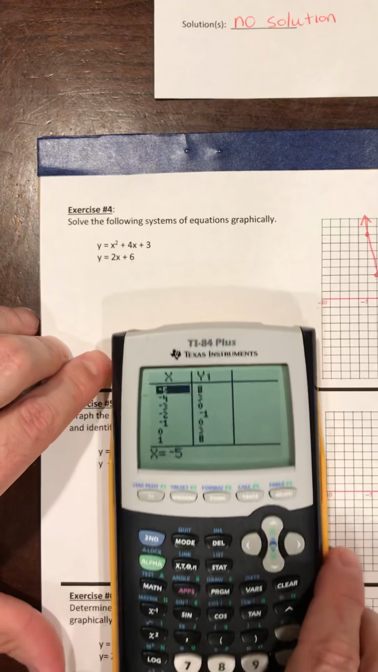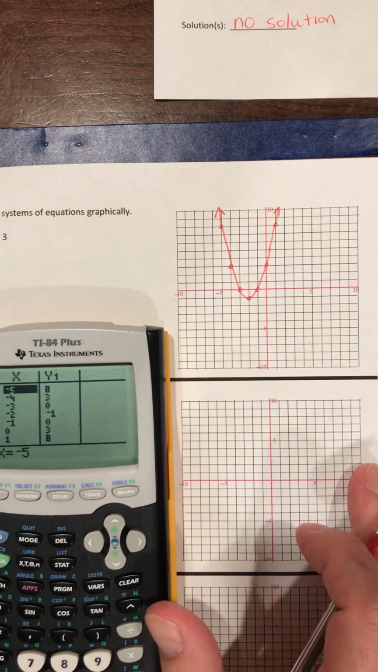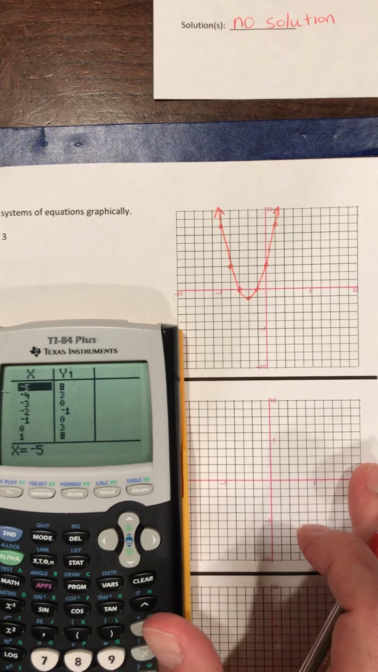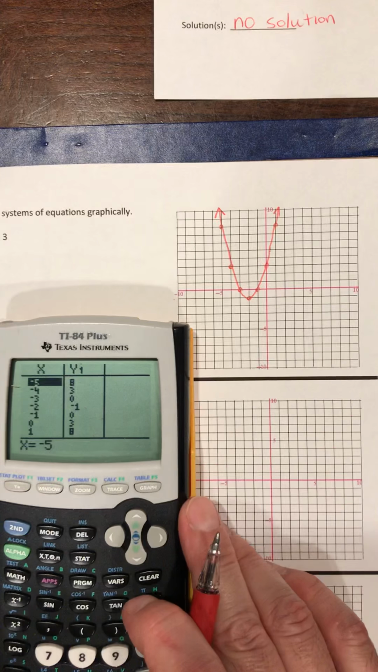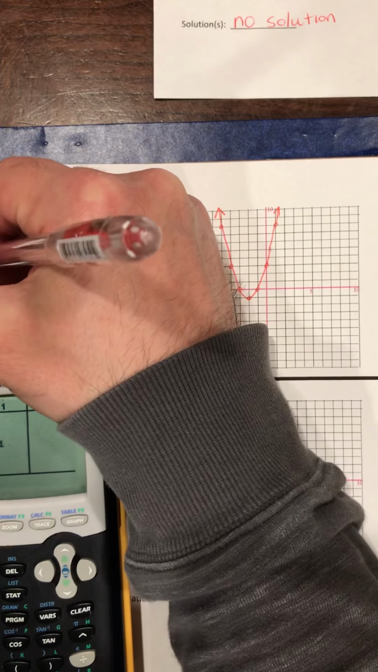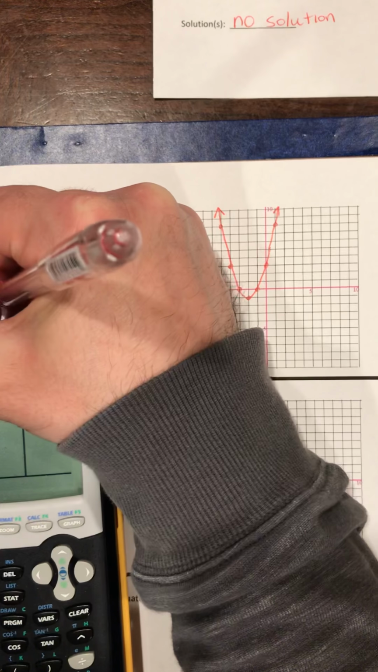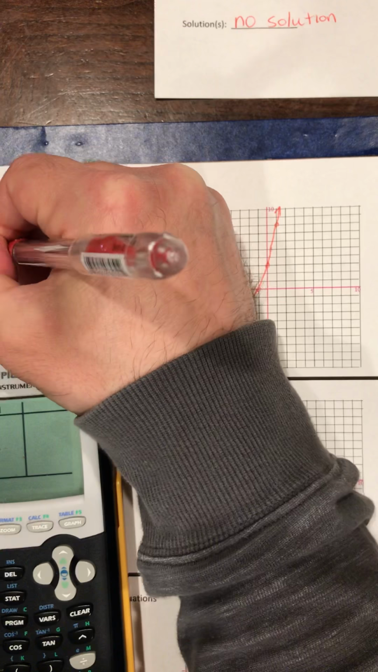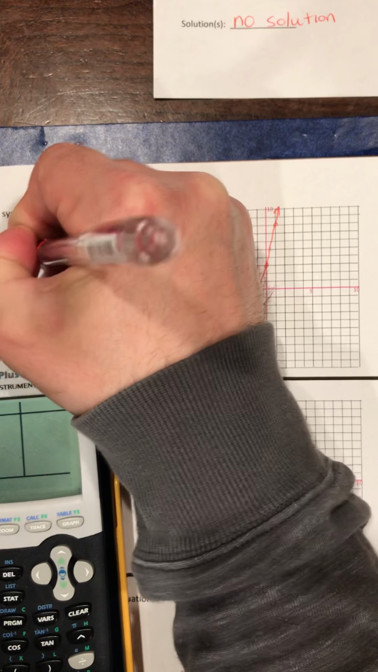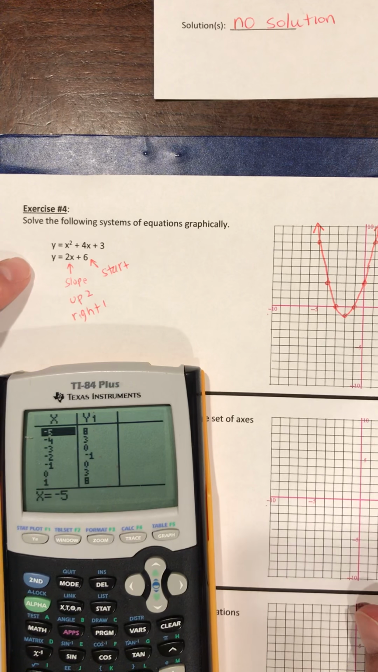All right, so this is what the quadratic looks like. Hopefully you took the time while I paused it to plot those points. Now I'm going to graph the linear equation. Again, you could use slope-intercept. This is your slope, which means you're going to go up 2, right 1, and 6 is your y-intercept, which is where you're going to start. So if you know slope-intercept, it's going to go a lot faster.